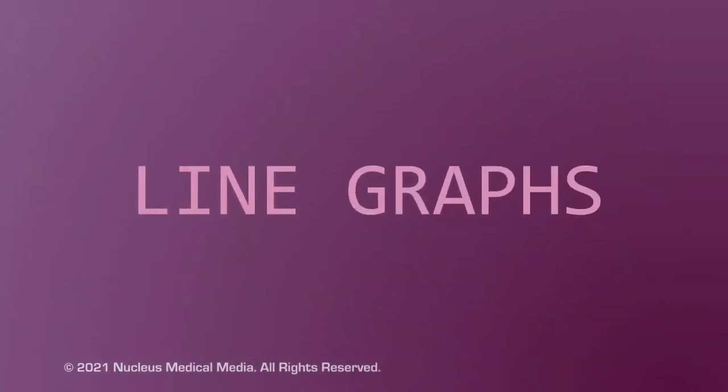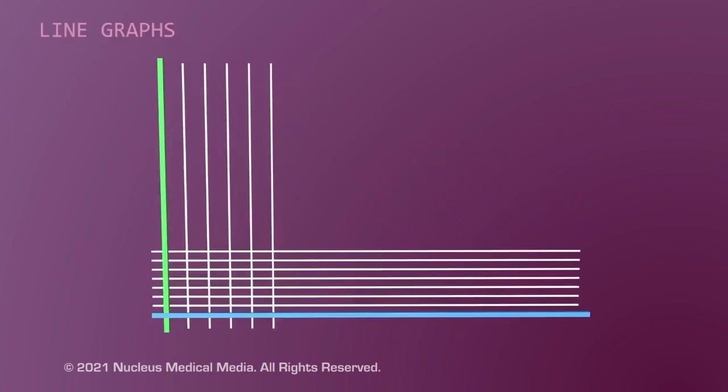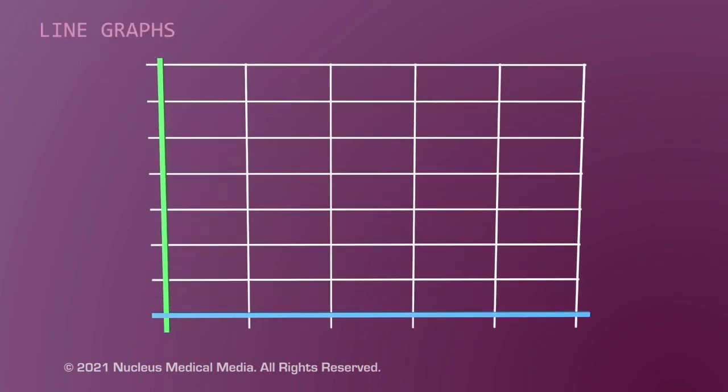Now let's talk about line graphs. Line graphs are used to track certain changes as measured on the y-axis, usually over a period of time as measured on the x-axis.